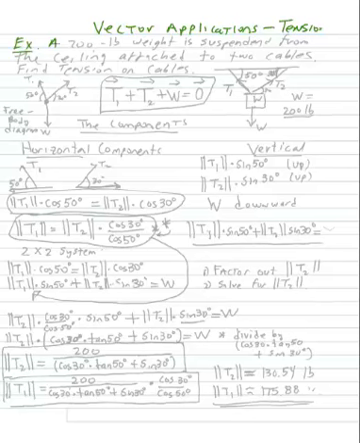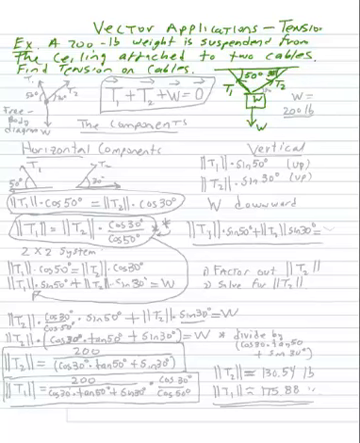Example: a 200-pound weight is suspended from the ceiling, attached to two cables as shown. The question says we want to find the tension on the cables. Here's the diagram. This is the ceiling, and the first cable makes an angle of 50 degrees from the ceiling. And here's the weight. The second cable is attached to the ceiling at an angle of 30 degrees. The weight acts downward.